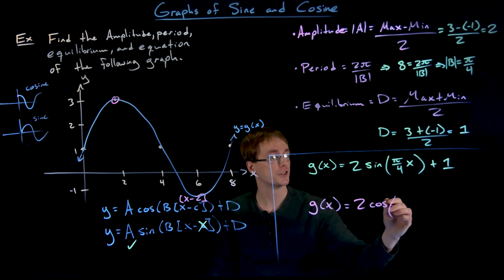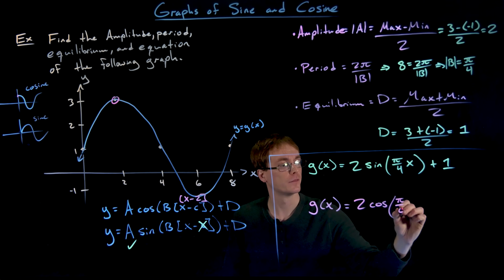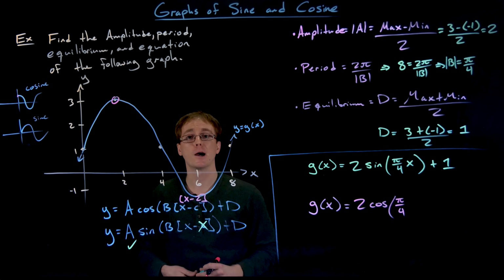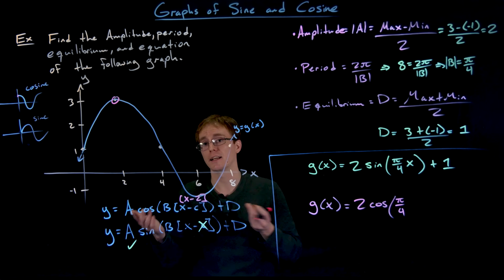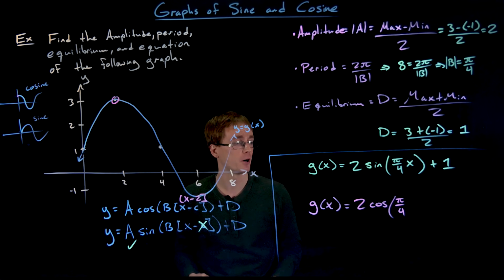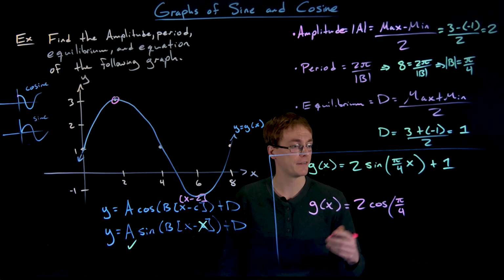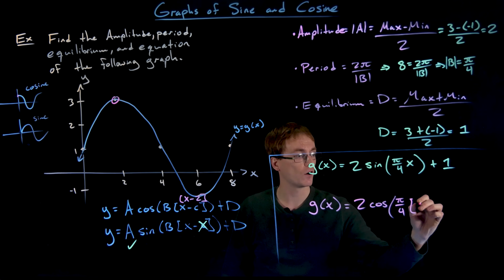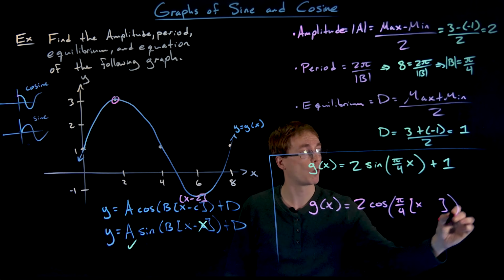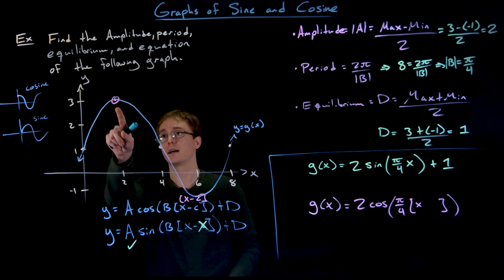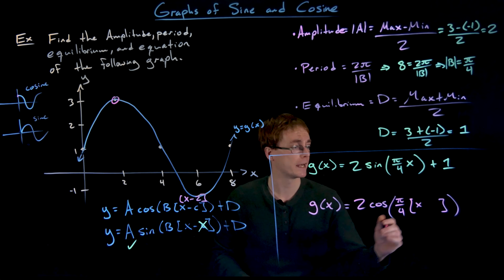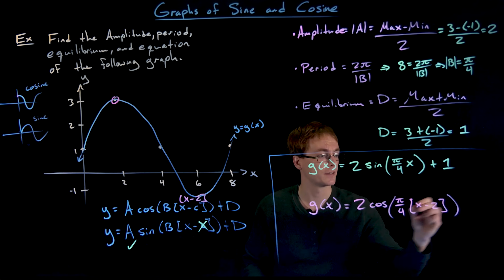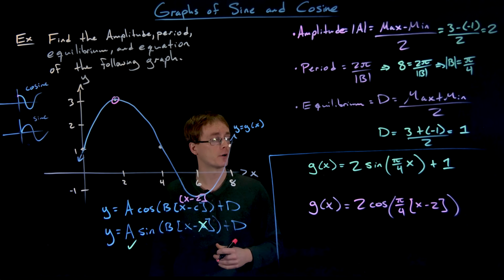Our b value is still going to be pi over 4. And actually, we could make it negative pi over 4 if we wanted to, because, well, cosine is an even function. So cosine of negative x is the same as cosine of positive x. So that actually won't have any effect here. But now we are going to have some kind of horizontal shift occurring, right? In order for our maximum to happen at 2, like we said, we had to shift to the right 2 units. So we have to have an x minus 2 in those innermost parentheses.